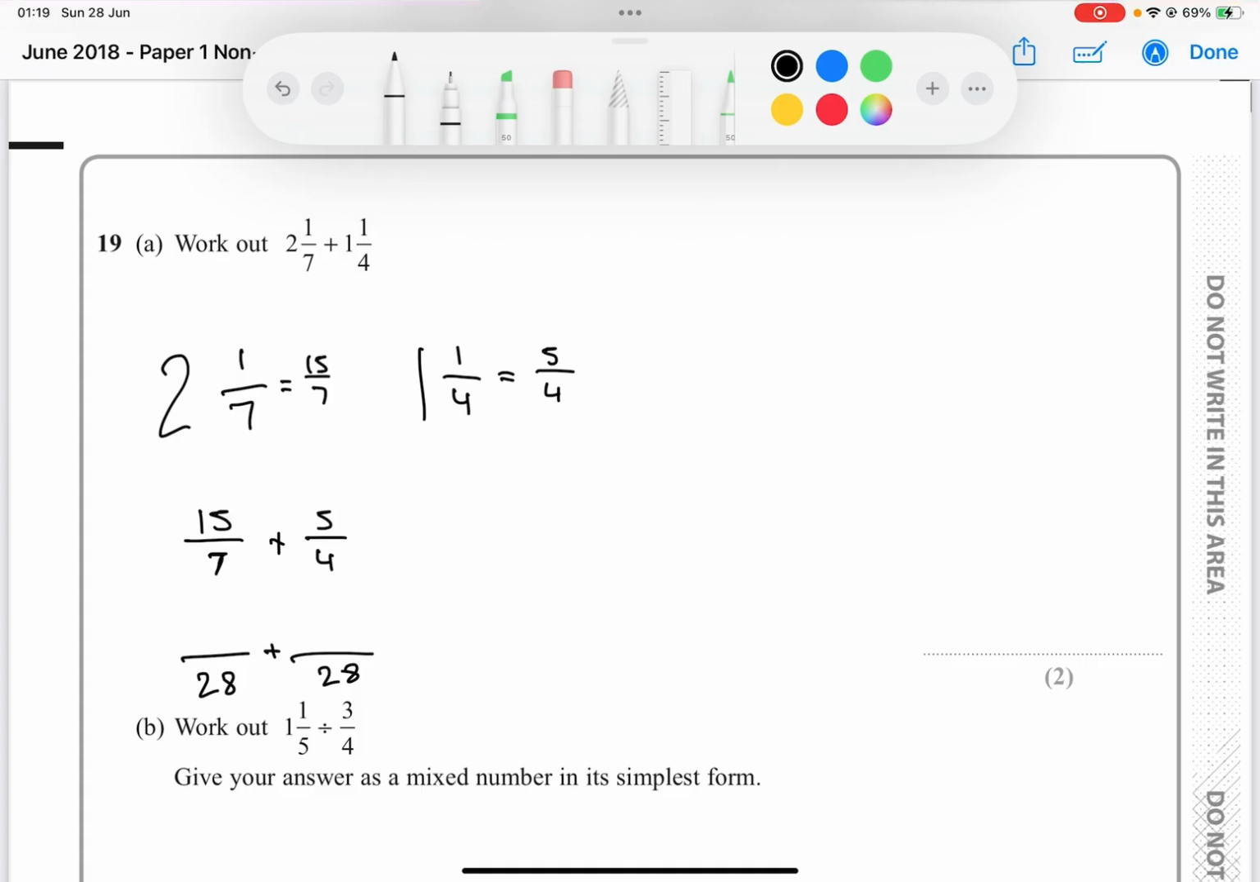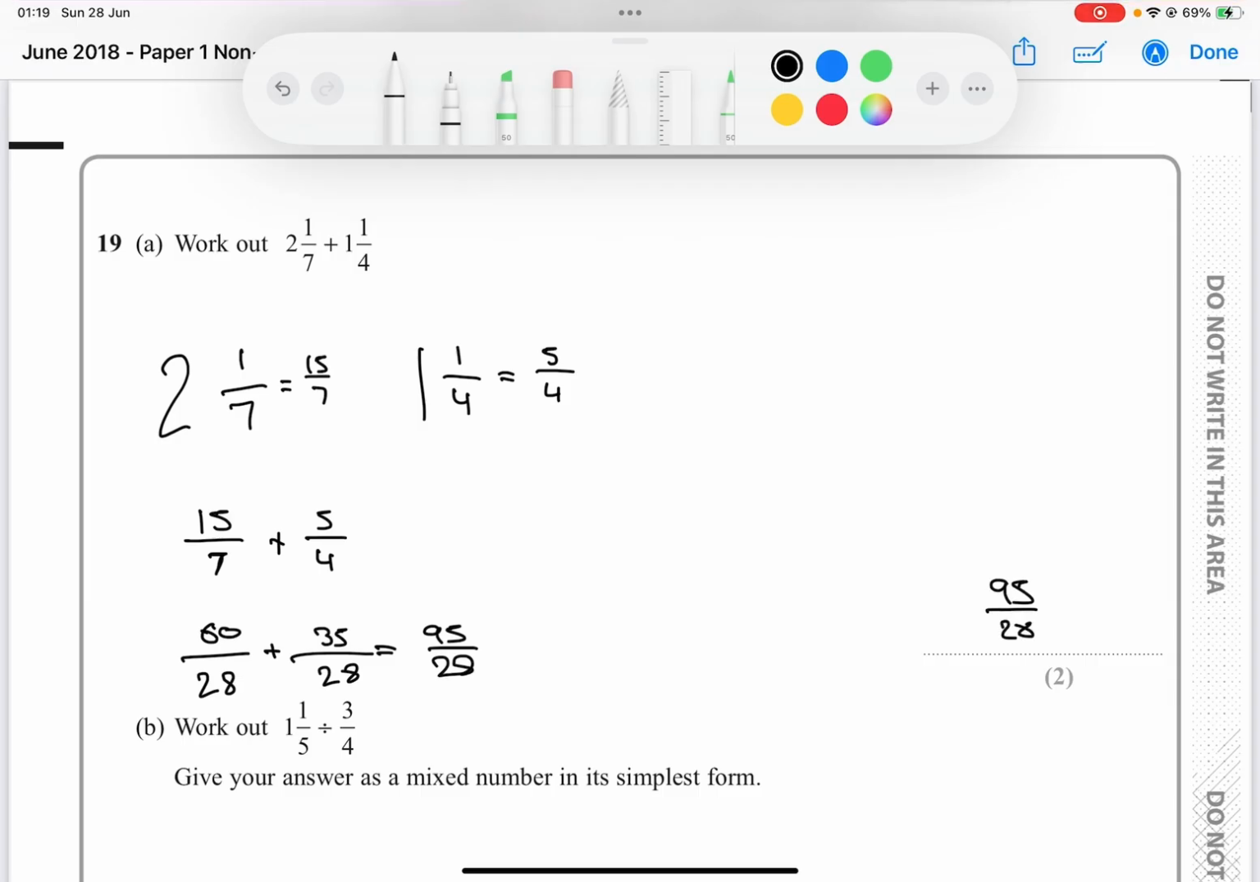So how do I go from 7 to 28? I just multiply by 4. So I do 15 times 4 as well. Whatever you do to the top, you must do to the bottom as well, and vice versa. So whatever you do to the bottom, you do to the top. So that would be 60. And then to go from 4 to 28, we multiply by 7. So I'm going to do the same for 5. I just multiply 7 times 5, which is 35. Now I can add these, so this would be 95/28, and that is my answer.